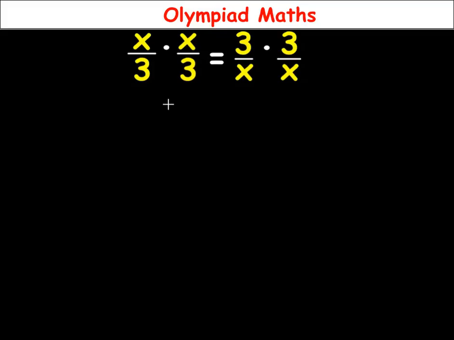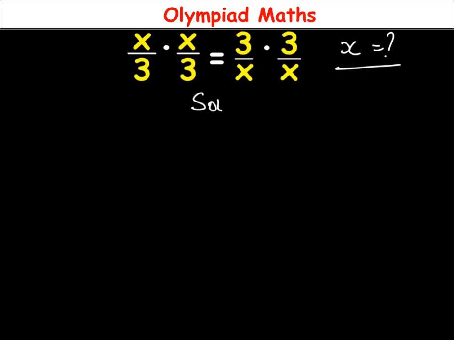Hello everyone, welcome. In this video, let us solve this question. So we have x over 3 times x over 3 is equal to 3 over x times 3 over x. And the goal here is to solve for the value of x that will satisfy this equation. So the value of x is equal to question mark, right?